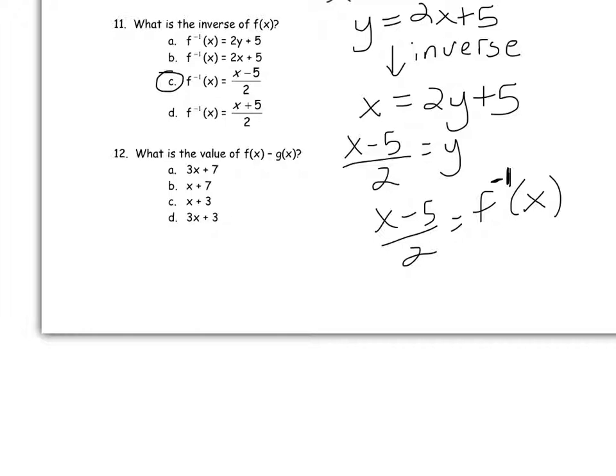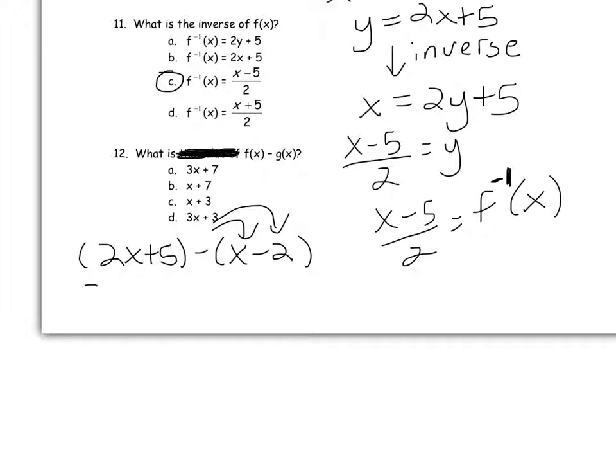Number 12, what is the value, again, I shouldn't say what is the value of, correct wording there, it should just say what is f of x minus g of x. Great, so f of x is 2x plus 5 minus g of x, which is x minus 2. Now I just need to distribute this -1 and collect like terms. So I get 2x plus 5 minus x plus 2. So that's going to give me x plus 7. Answer choice B. Next.